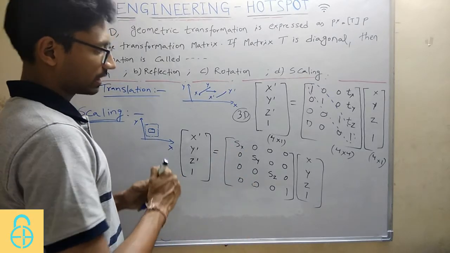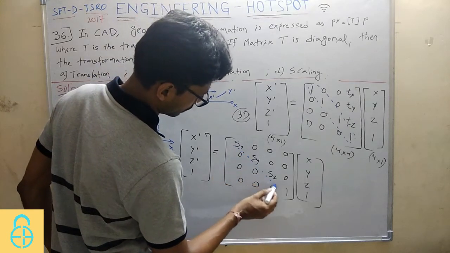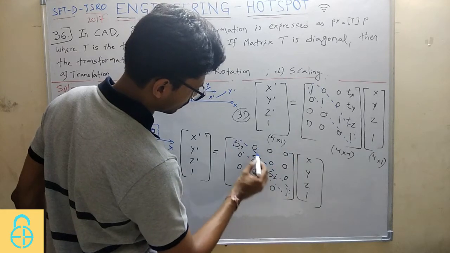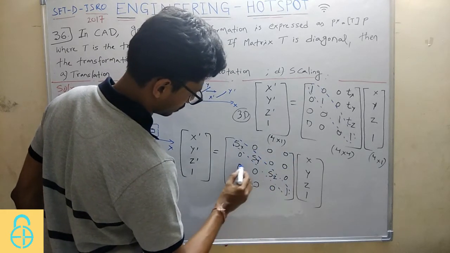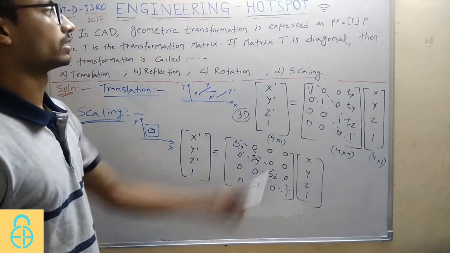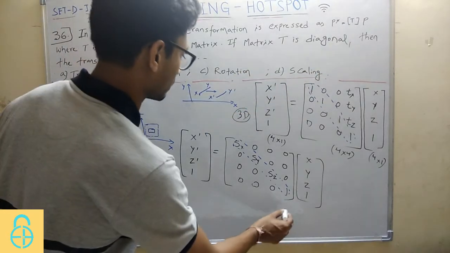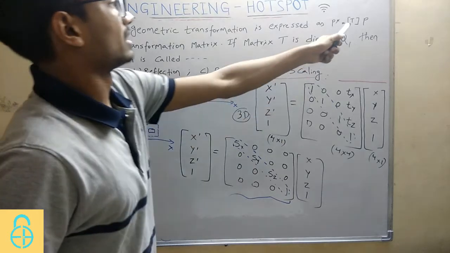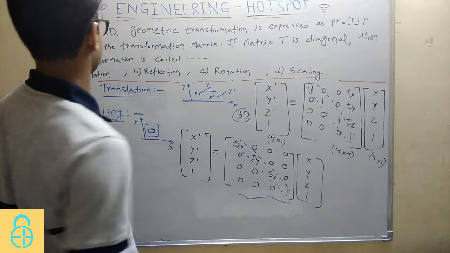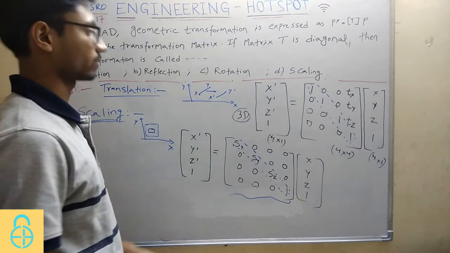Now look at the diagonal elements. See, the diagonal elements are present, while all the other elements are all 0. So this is a diagonal matrix, and they have said that this transformation matrix is a diagonal matrix. So scaling is a possible answer for our given question.